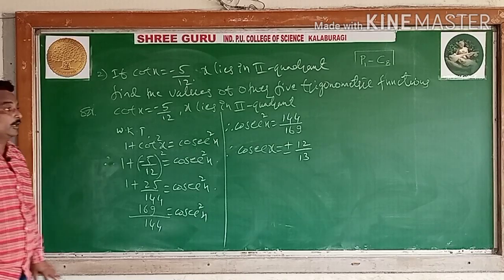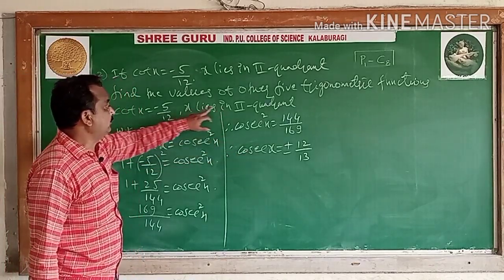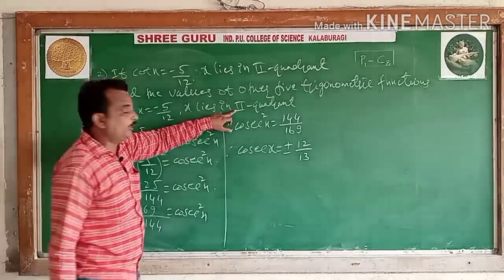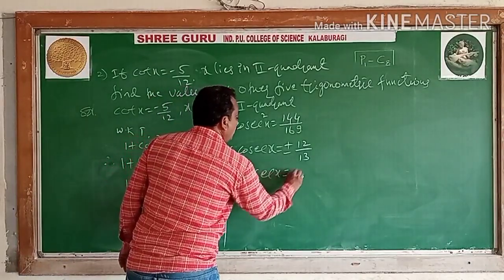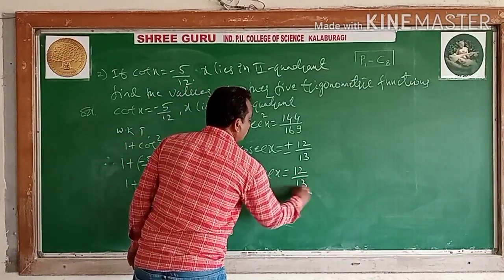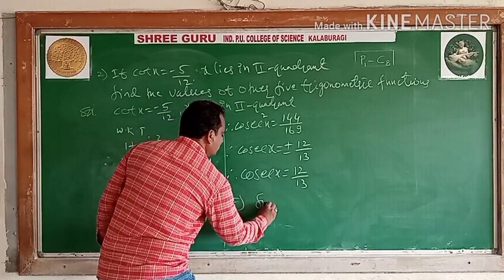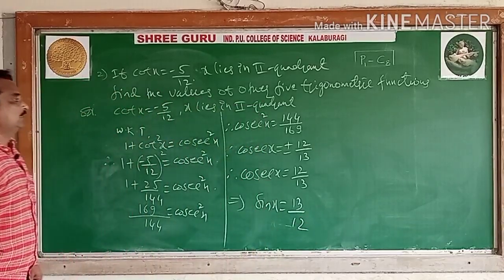Tell me, in which quadrant does x lie? Second quadrant. Is cosecant x positive or negative, students? Positive. You should neglect the negative value. Cosecant x is equal to plus 13 by 12 here. After getting cosecant x, sin x is its reciprocal. What is the sin x here? 12 by 13.